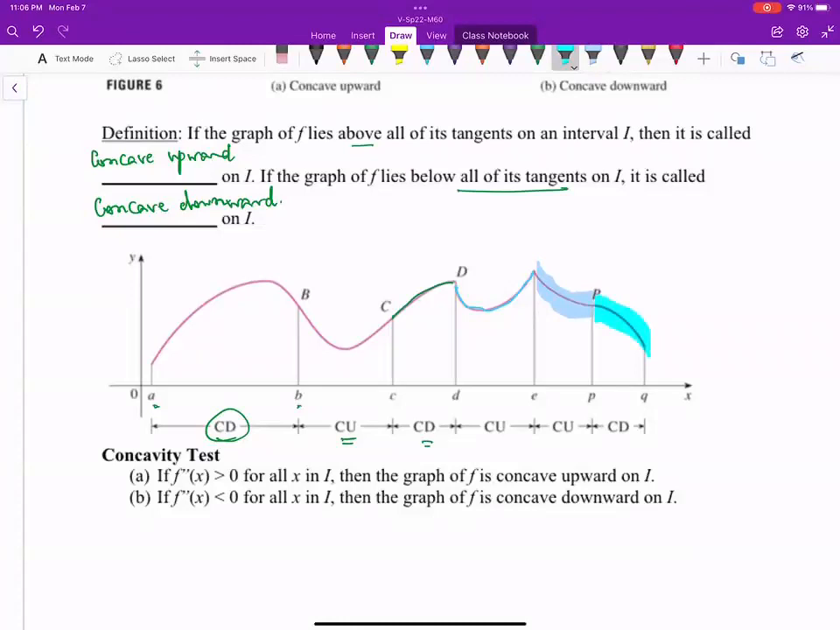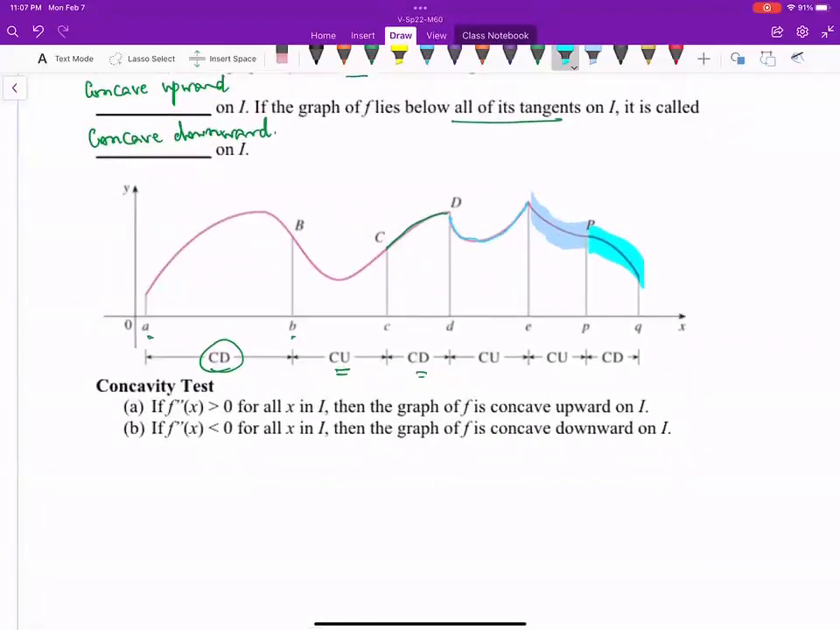All right. What is the concavity test? If f double prime of x is positive for all x in the interval I, then f is concave upward on the interval I. If f double prime of x, the second derivative, is less than 0, negative, for all x in I, then the graph is concave downward on the interval I.